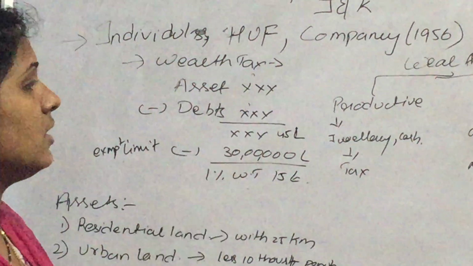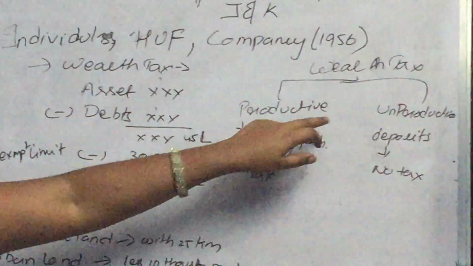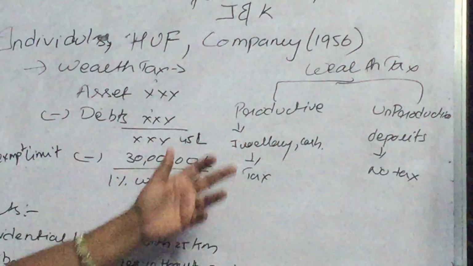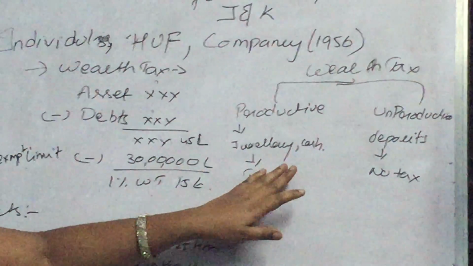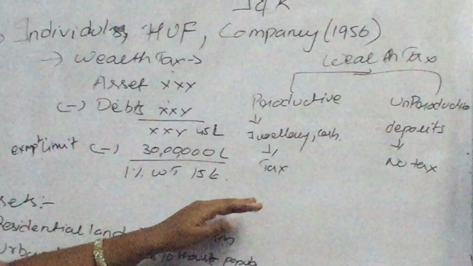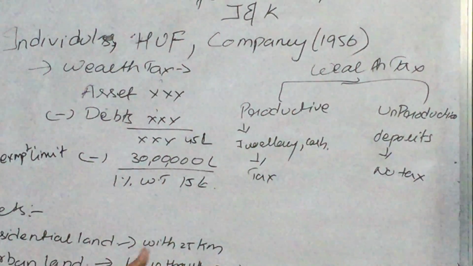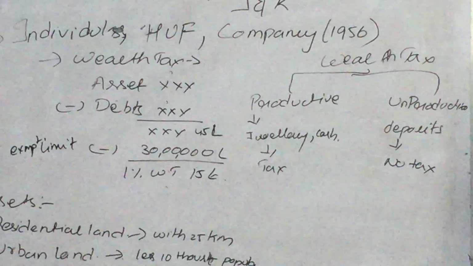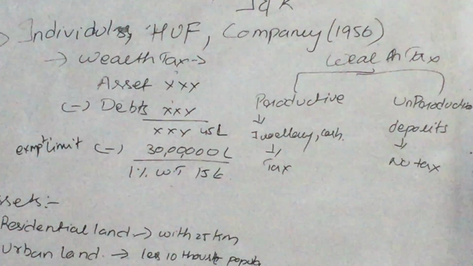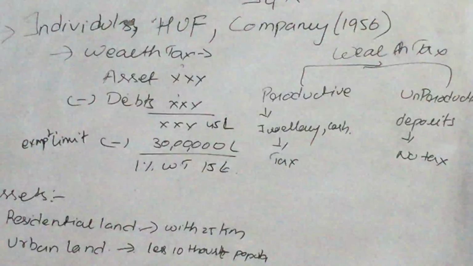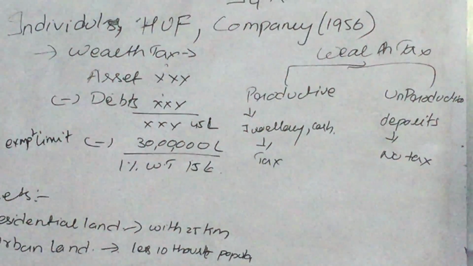Wealth is further divided into two types, productive and unproductive. Productive here is jewelry and cash. For example, if I am keeping 50,000 in cash in my pocket, I am not doing anything of welfare to the state. Instead I'm keeping it in the pocket. It is not useful for the state.